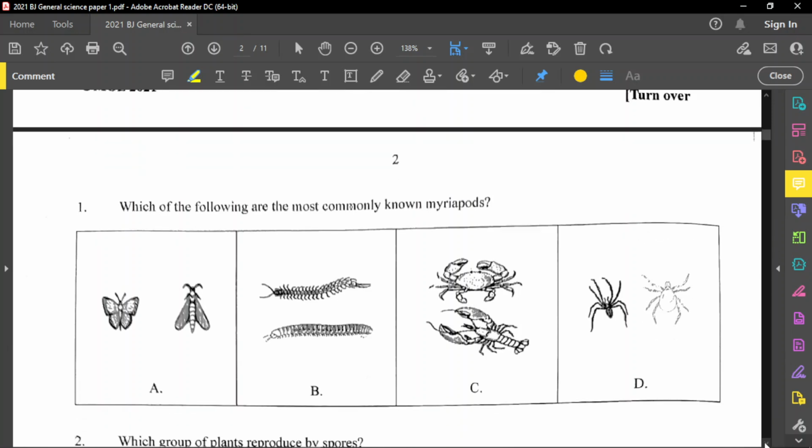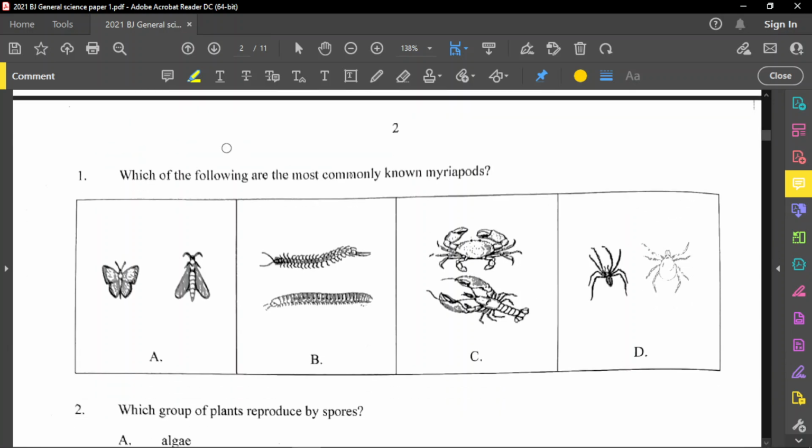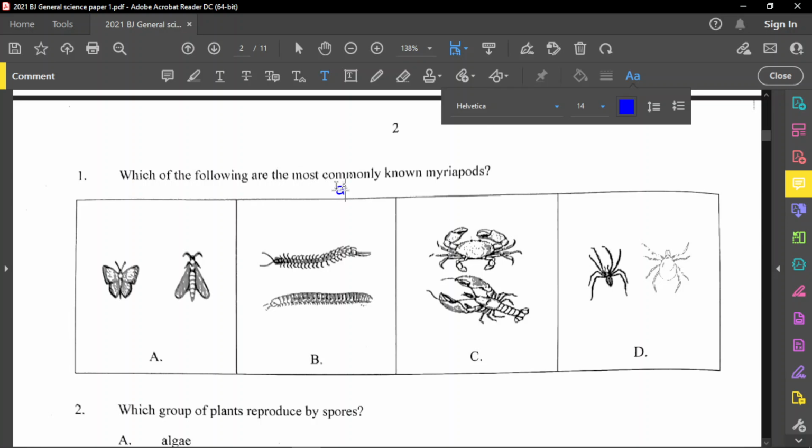For question number 1, it reads: which of the following are the most commonly known myriapods? Just to point out right here, in A we have butterflies, we have centipedes and millipedes, we have crabs, crayfish, and spiders. Now, all of these organisms belong to one big phylum, which is called the arthropods. So they are all arthropods. I must quickly write that down for you. So they're arthropods. All of them belong to arthropods.